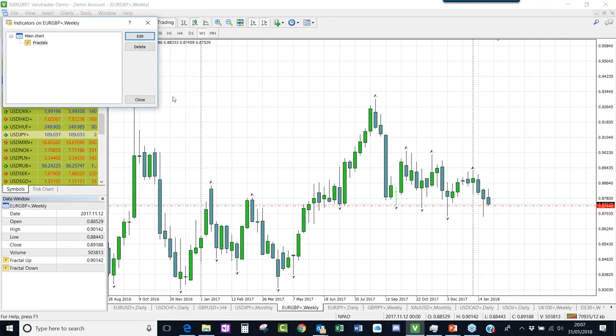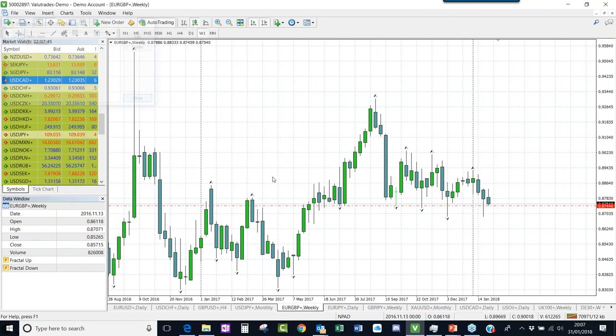Let's look at somewhere actually where it's been a little bit the opposite, where it's helped us to identify prices that have been consolidating. So this is the euro sterling trading on the weekly chart. I trade euro sterling a lot. I spend a lot of time in the UK and Europe, so I'm very sensitive to it. I keep an eye on it.